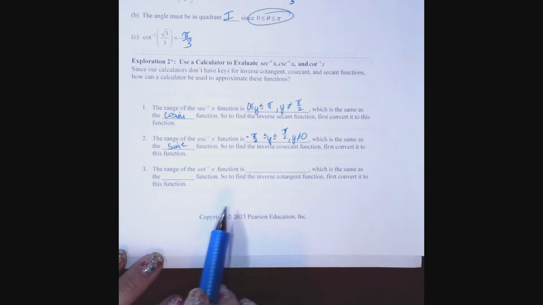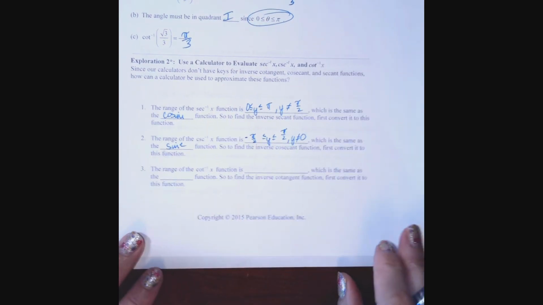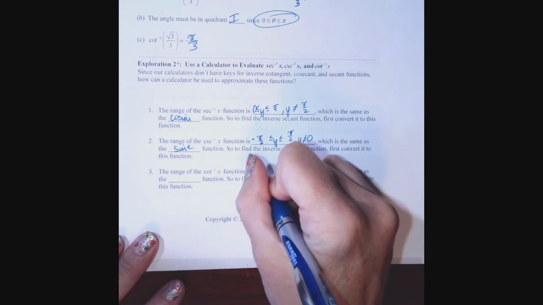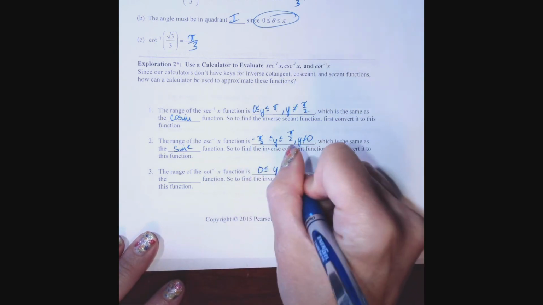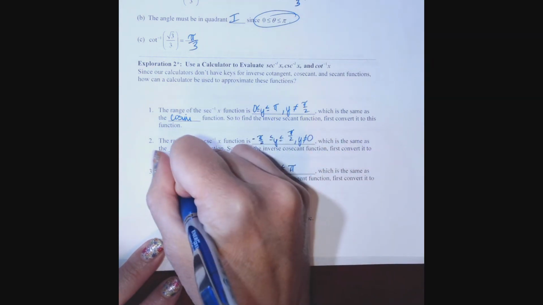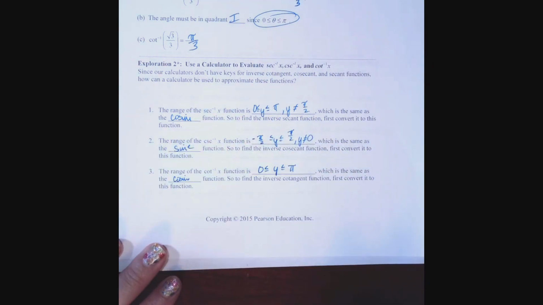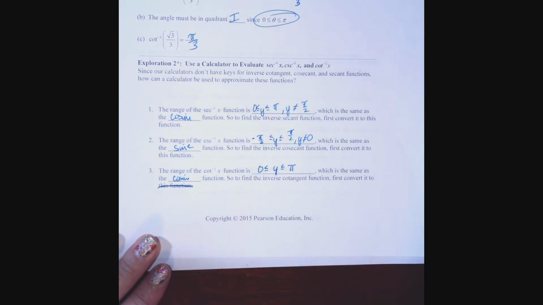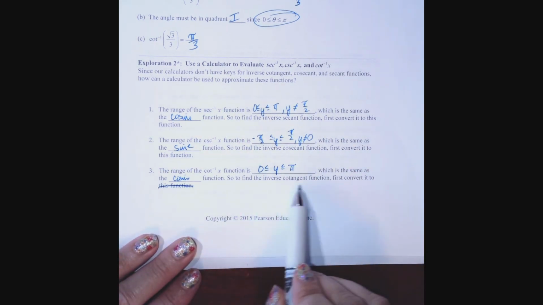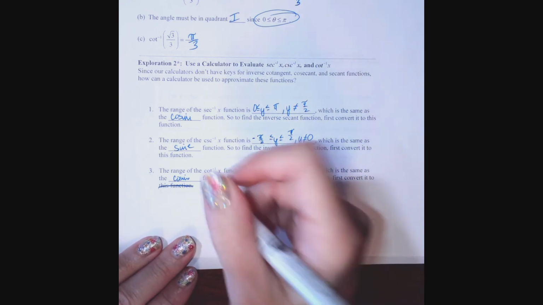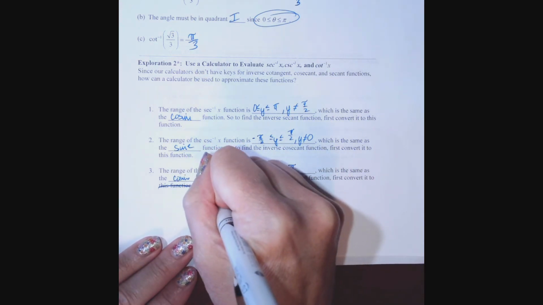Now, this is poorly worded. We're going to change the wording on this one again. The range of cotangent inverse is from 0 to pi, which is the same as cosine function, but that's not what we're going to convert it to. So, to find the inverse cotangent function, you're first going to convert it to tangent inverse.